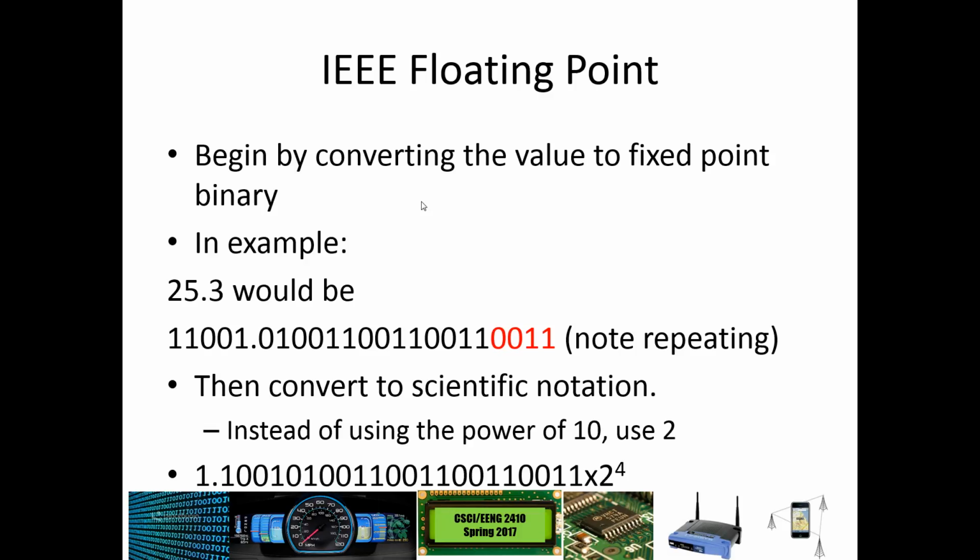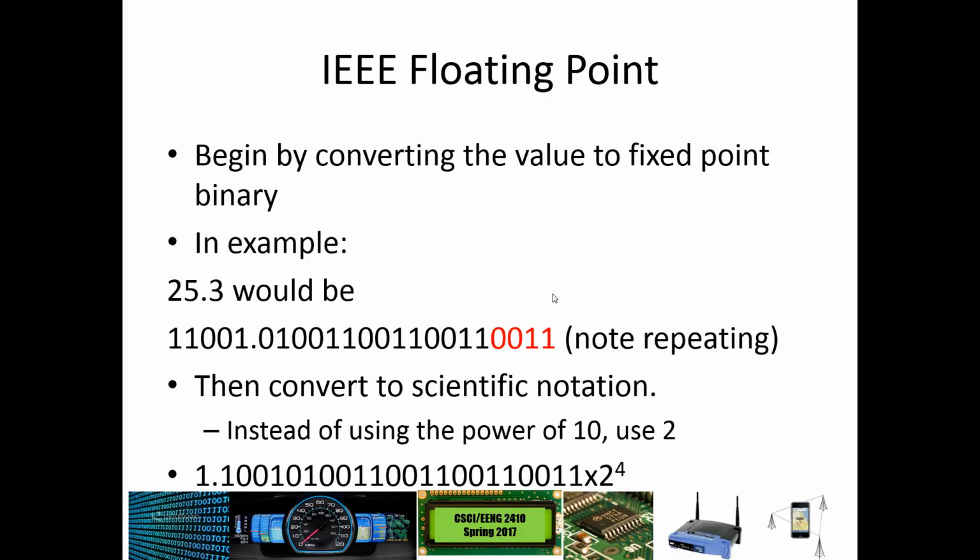First of all, you start by converting the value to fixed point binary. So for example, 25.3, if you were to work that out, 11001 is 25, because that's 16 plus 8 is 24 plus 1 is 25. And then you'd put your radix point, and if you tried representing that 0.3, you would get 0, 1, 0, 0, 1, 1. And this pattern actually continues on out: 0, 0, 1, 1, 0, 0, 1, 1. Then what we want to do is convert this to scientific notation.